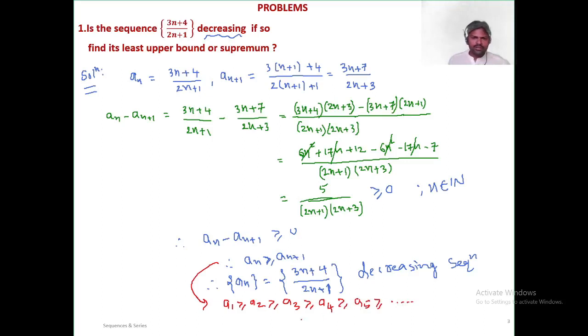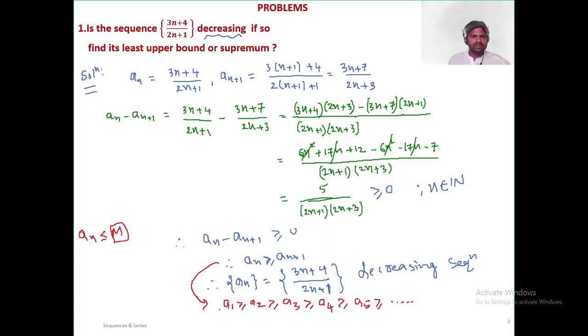Now in this pattern, I want the supremum, the least upper bound. Least upper bound means I need to find an which is bounded above by some number. This number m is called an upper bound. I need to collect all such upper bounds, and among those upper bounds, I want the least one. That is called the supremum. Now in this, what is the supremum?